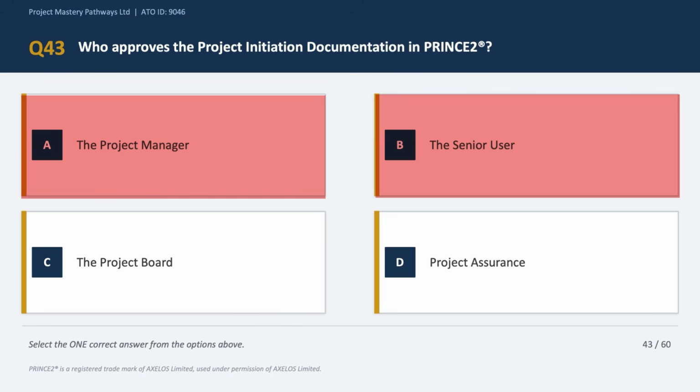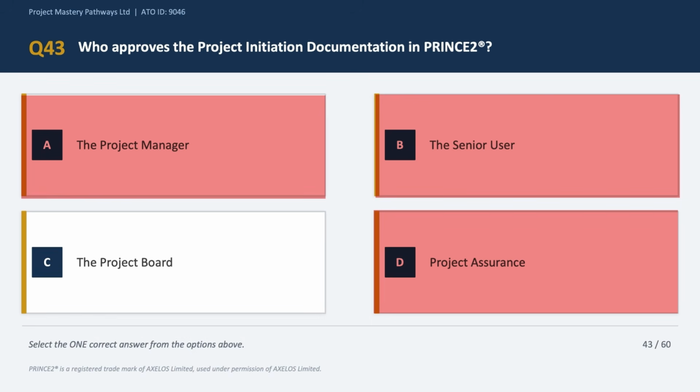Let's move on. Option D says project assurance. Now project assurance monitors and advises and in a way consults the project board. Okay, it does not have approval authority over management products. So option D is incorrect as well. Let's look at option C, which is the project board, and that is the obviously correct answer choice, because the project board approves the project initiation documentation during the directing a project process at the start of the project. Okay, this approval formally authorizes the project manager to proceed beyond the initiation stage of the project. So the correct answer is option C.